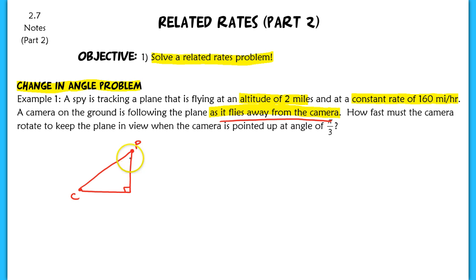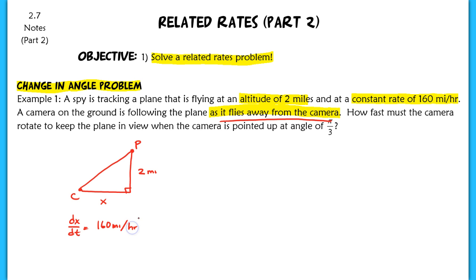And we know that this vertical segment here is always going to be 2 since it's flying at that altitude of 2 miles. And then we can also label this segment at the bottom of our triangle as x. Now x represents the horizontal distance between your camera and your plane. And it's very important here that this distance will always increase, because it's flying away from the camera. So when we talk about dx/dt here, they give that to us in the problem. They tell us that that's 160 miles per hour.